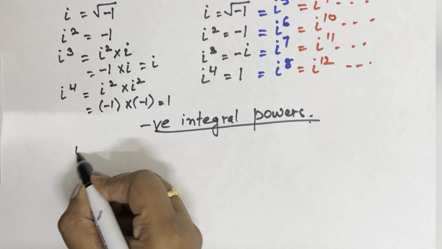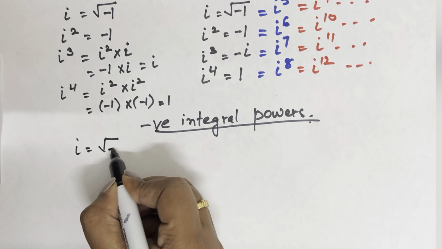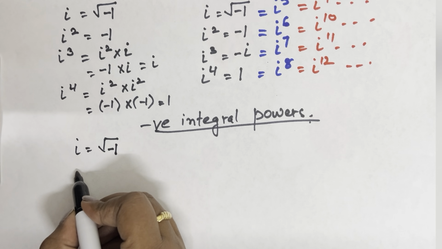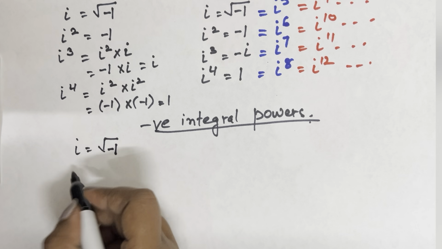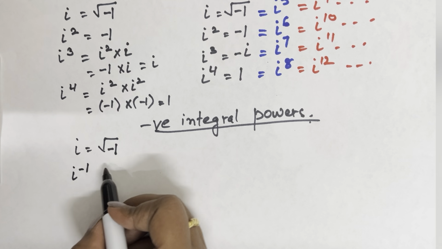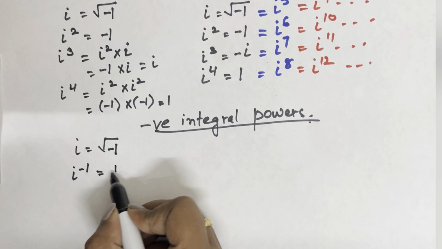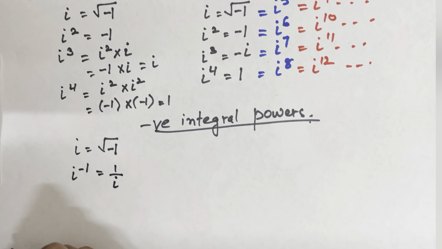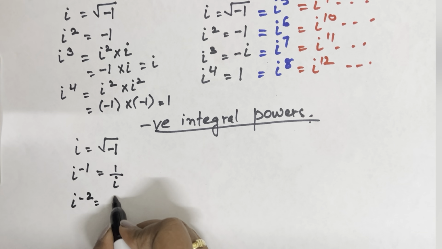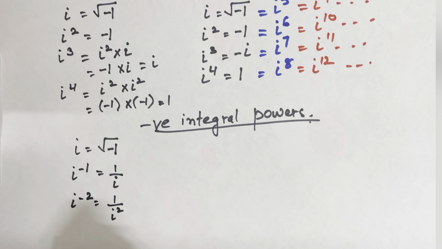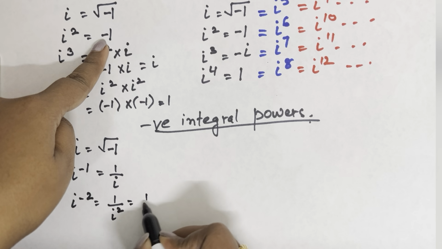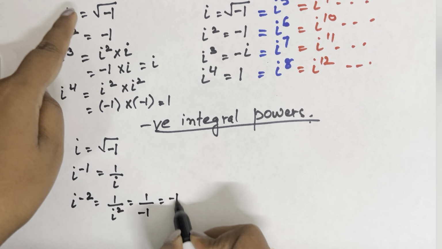Now again we know iota equals root under -1. So iota to the power -1, first of all we want to find out for iota to the power -1. So we can write it as 1 upon iota. For iota to the power -2 we can write it as 1 upon iota square. Value of iota square equals -1. So this will be 1 upon -1, that is equal to -1.